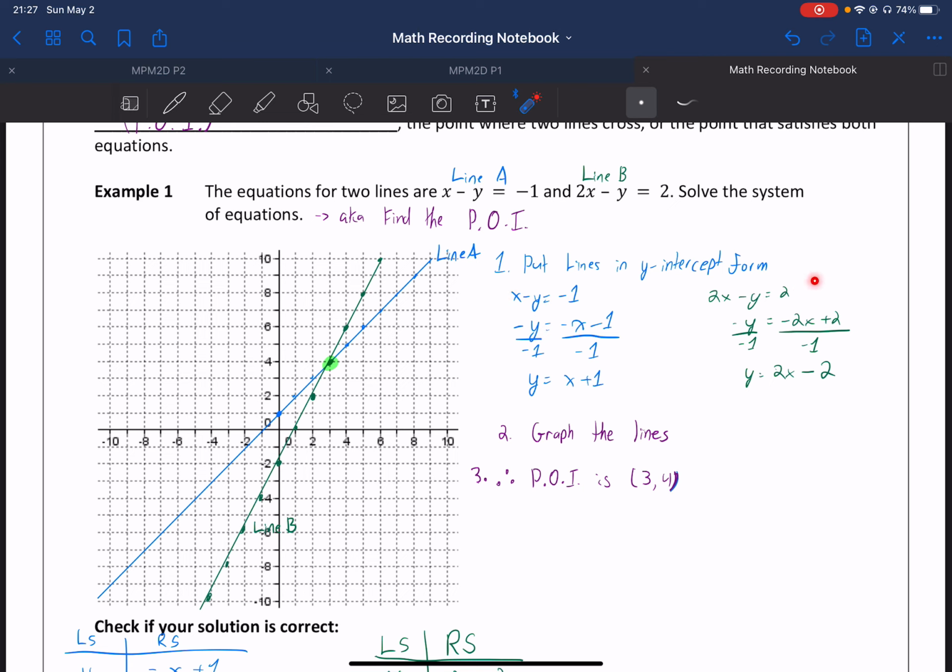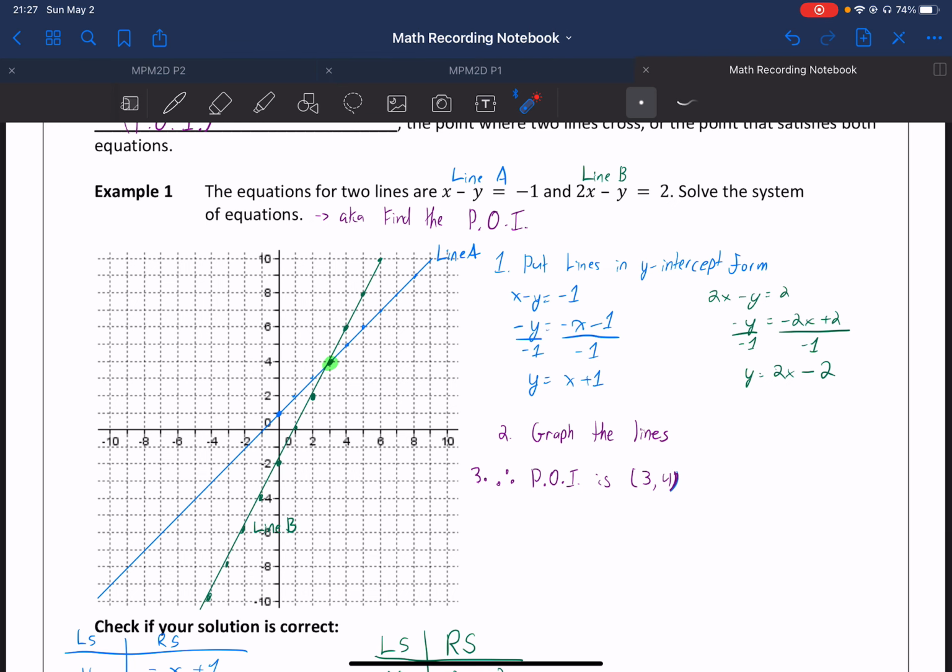So our step one here is to put our lines in intercept form. Again, the reason we say put it in intercept form is that it's so much easier to graph something in intercept form than it is in standard form. Just super easy. We can plot where our y-intercept is and then just use our slope to do rise over run and quickly graph it.